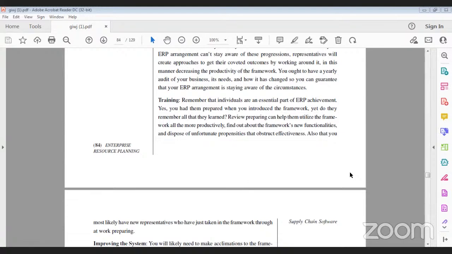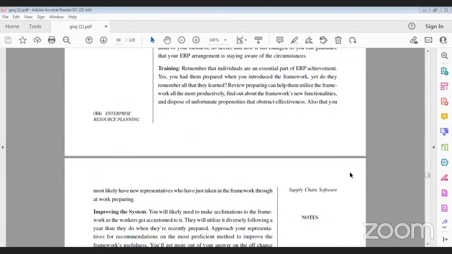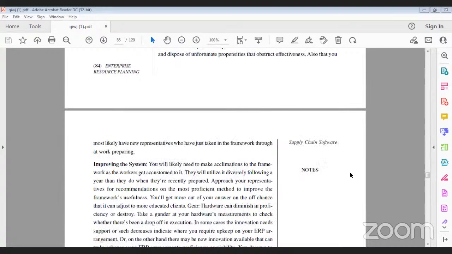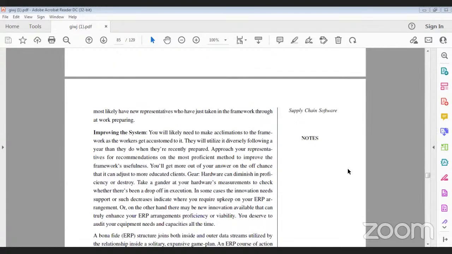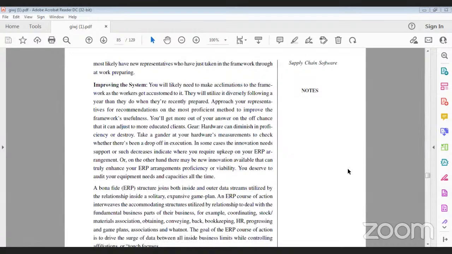The next point is improving the system. You will have to take advantage of the experimentation with the system as the workers get accustomed to it. They will use it differently from how they were recently trained. Reach out to your employees for suggestions. A genuine ERP structure joins both internal and external data and system use for organizational unity.